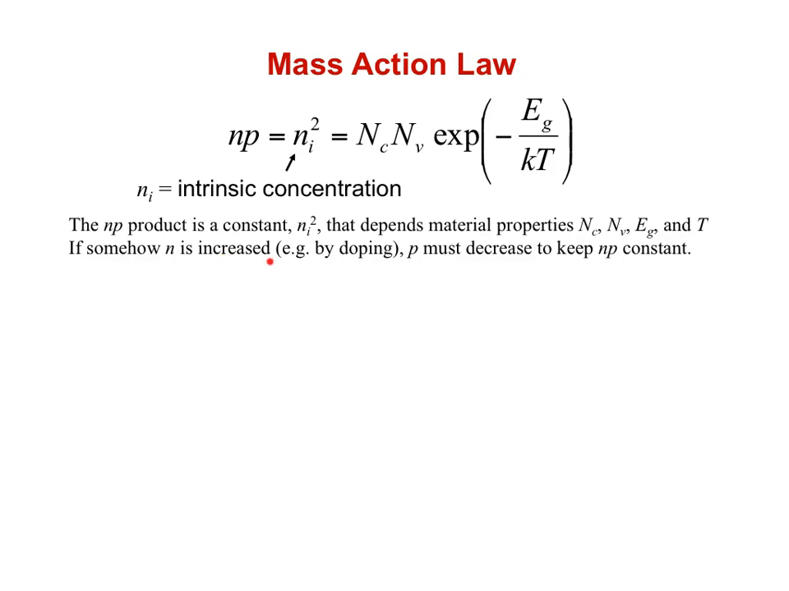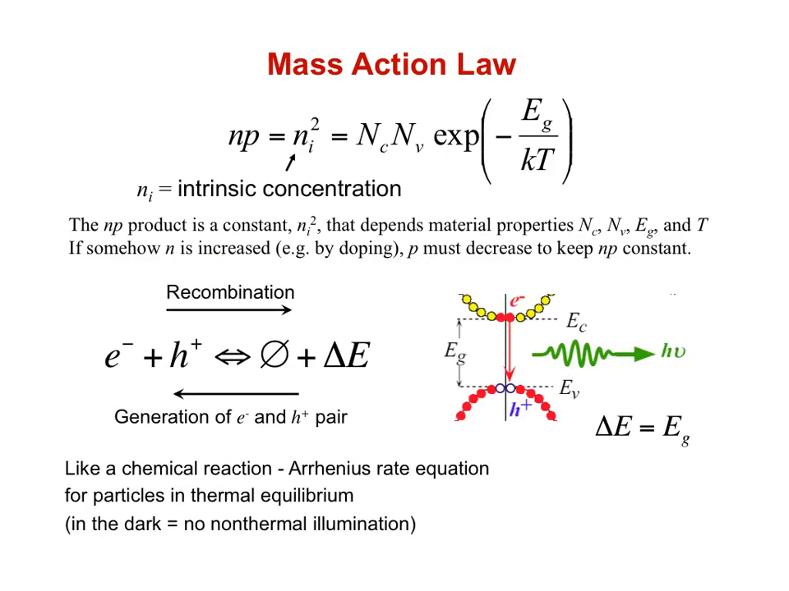Thus, if n is increased, then p must decrease, keeping the product constant. We call this the mass action law, an analogy to the thermodynamics of a chemical reaction. We can think of our equilibrium chemical reaction of an electron plus a hole annihilating each other into nothing plus energy. We think of the reverse reaction as the generation of an electron and hole pair from the addition only of energy. The forward reaction also describes the recombination of an electron and a hole to produce energy.